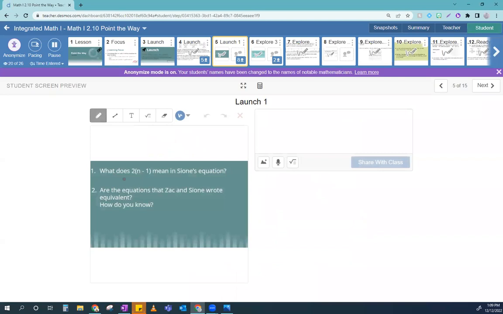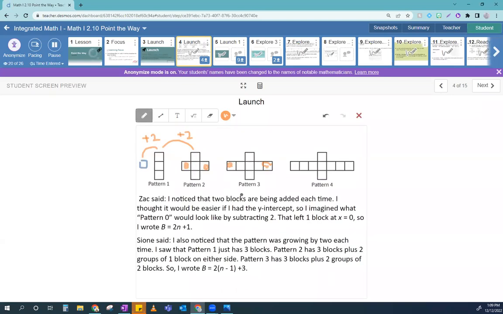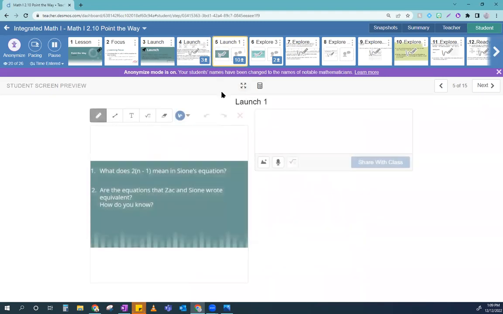And then it says, what does 2 parentheses n minus 1 mean in Sion's equation? That's what we just talked about. It's 2 groups of these guys here. Very good. Are the equations that Zach and Sion wrote equivalent? Now, what does the word equivalent actually mean?